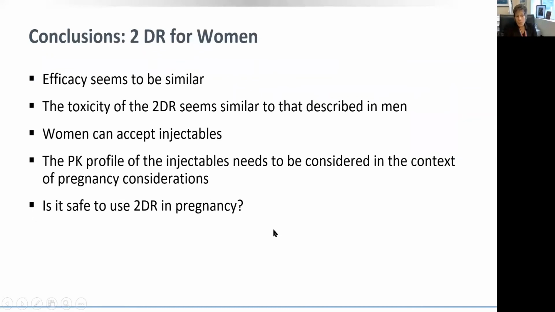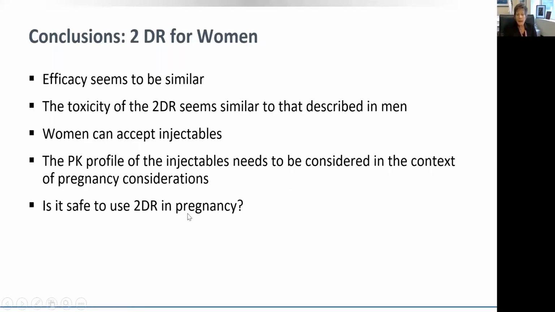So what are my conclusions for 2DR in women? If we look at all of the clinical trials on the initiation of 2DR and 2DR for switch, efficacy seems to be similar. Again, if we look at toxicity of the 2DR regimens, it seems to be similar to that described in men. I think from the ATLAS and FLAIR studies, we were able to show that women do accept injectables as being part of their therapy, and for some women, this is a preferred method of administration. I think, however, the caution is that the PK profile of these injectables needs to be considered in the context of pregnancy considerations, given the long PK trail.